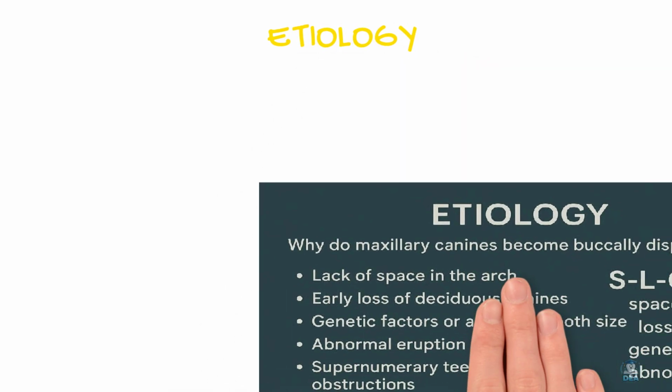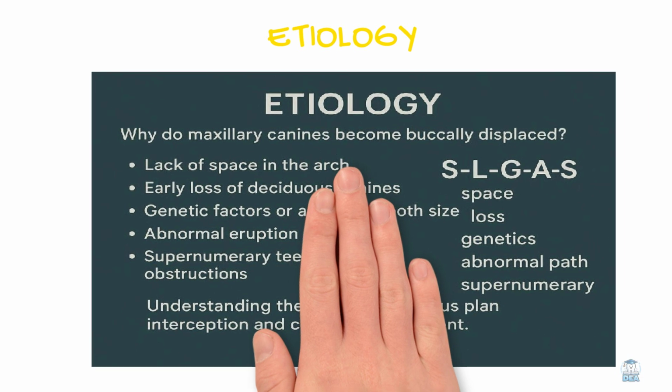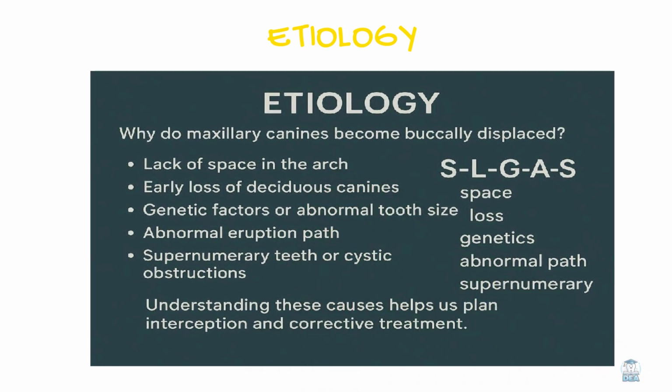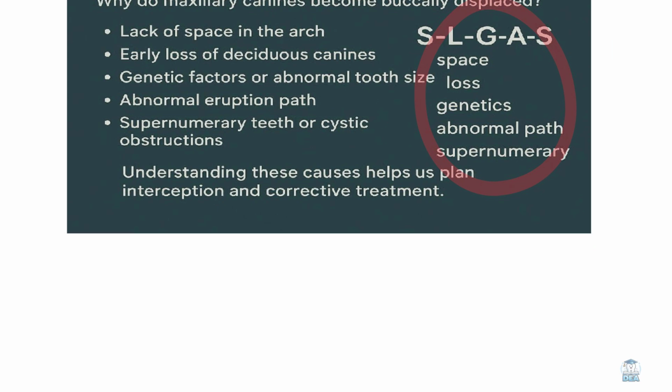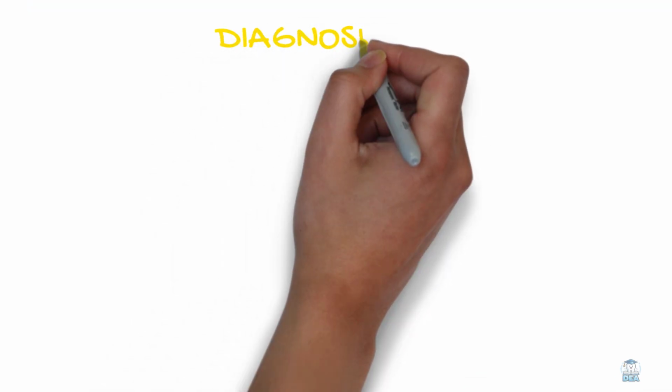Causes of buccal displacement include lack of space in the arch, early loss of deciduous teeth, genetics or abnormal tooth size, abnormal eruption path, and supernumerary teeth or cysts. Use the mnemonic SLGAS: space, loss, genetics, abnormal path, supernumerary. Understanding etiology helps plan interception or corrective treatment.